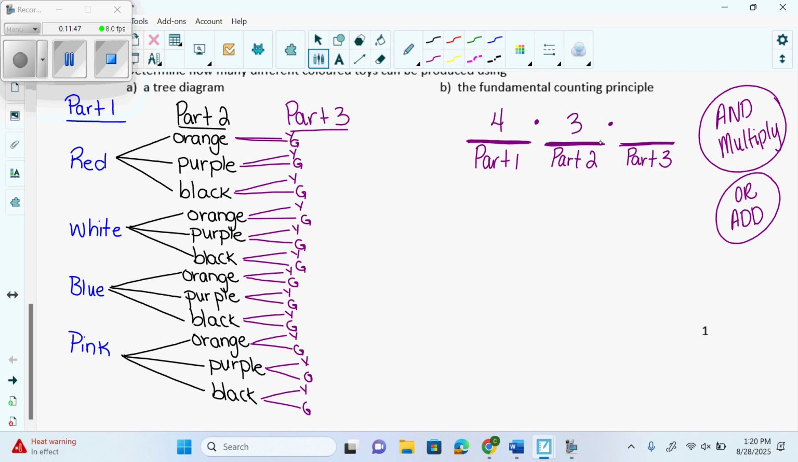How many options in part 3? 2, and I'm picking 1, right? What's 4 times 3 times 2? 24 different toys, same answer.